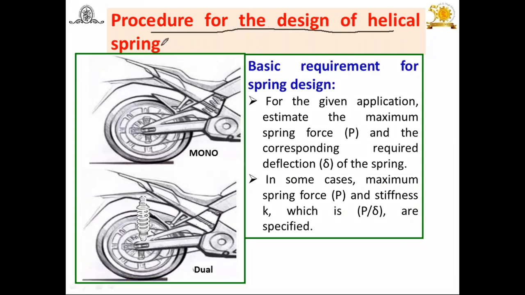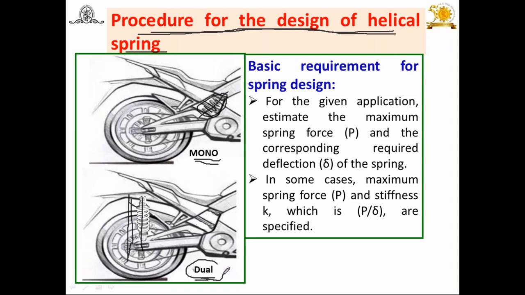Procedure: you have already gone through the nomenclature here. But look at this one bike, where a single suspension is shown here. Look at the cursor here. This is known as the mono suspension. And in some of the bikes, you might have seen dual suspension, one towards this side and, opposite to that, another suspension on the other side.